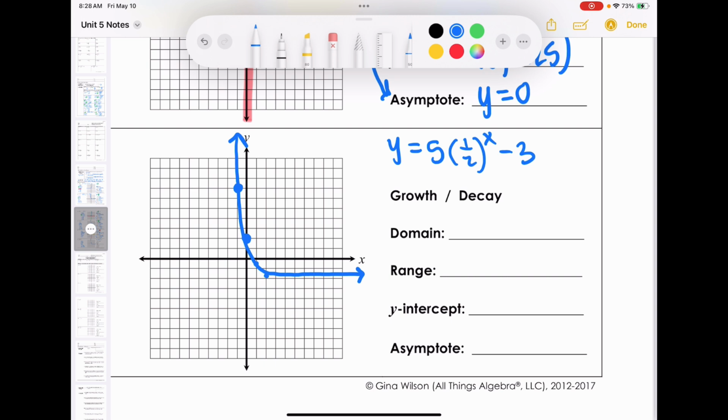All right, so to tell if it's growth or decay, we look at the number that's sitting with our exponent of x, which is 1/2. So since that is in between 0 and 1, that is decay. Our domain is always all real numbers.